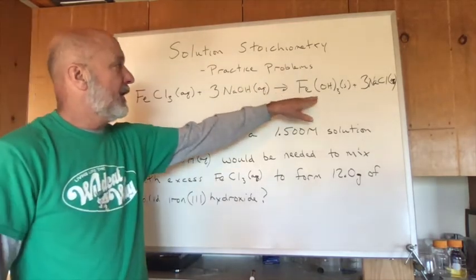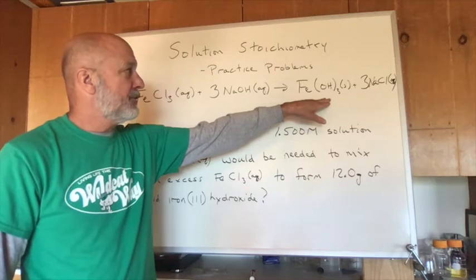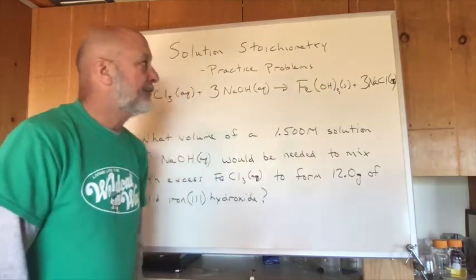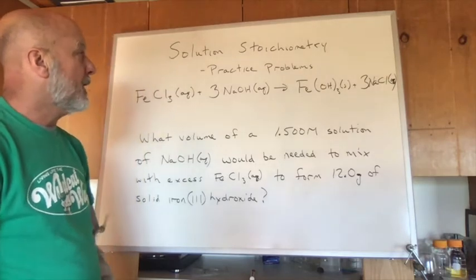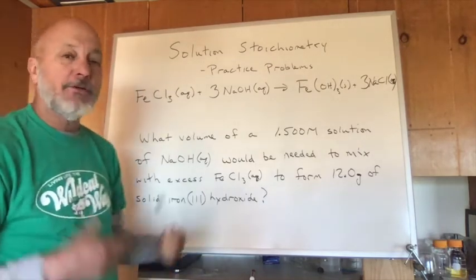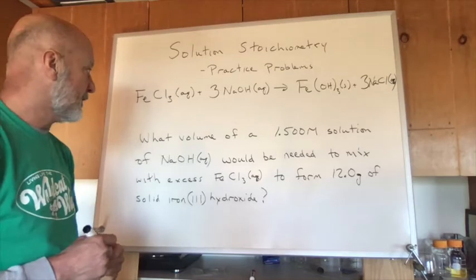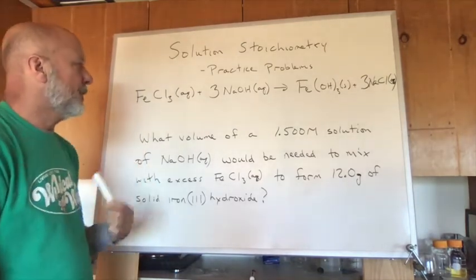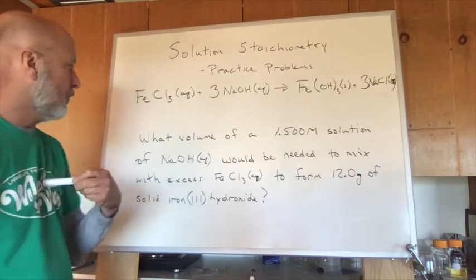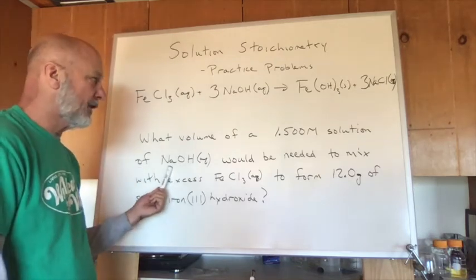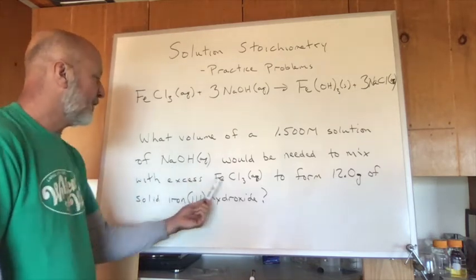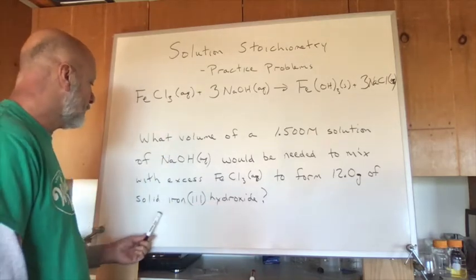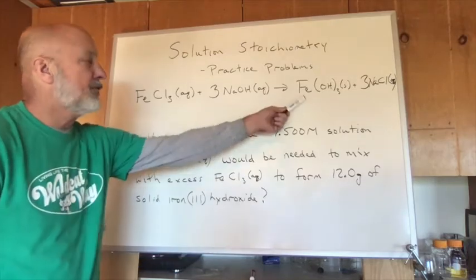And the precipitate is iron 3 hydroxide, and then I got a little slop here at the end of the whiteboard. Sodium chloride remains in solution. The sodium ions and the chloride ions are spectators. So the question then is, what volume of 1.500 molar solution of sodium hydroxide would be needed to mix with excess iron 3 chloride solution to form 12 grams of solid iron 3 hydroxide?